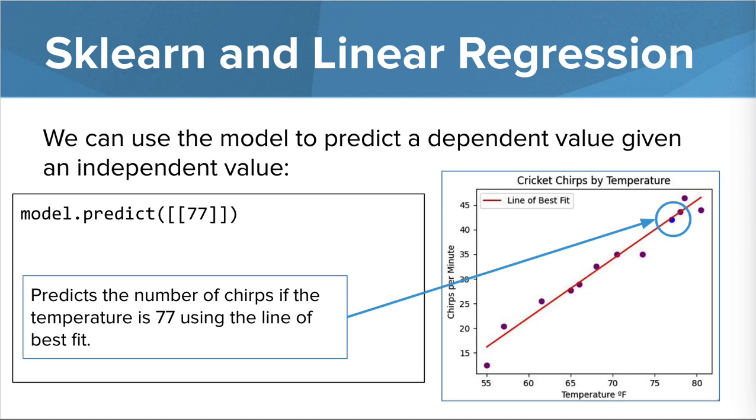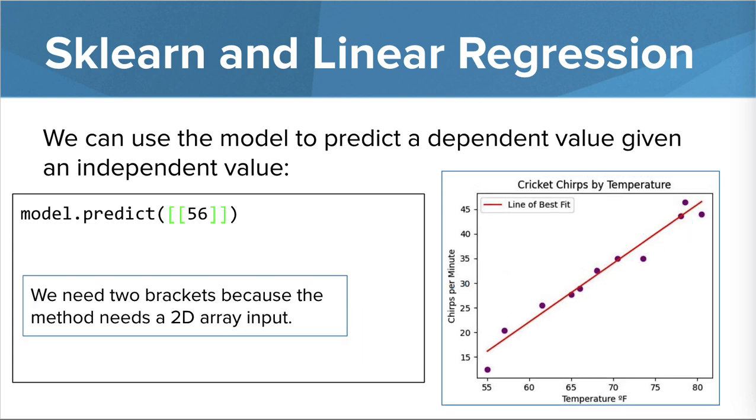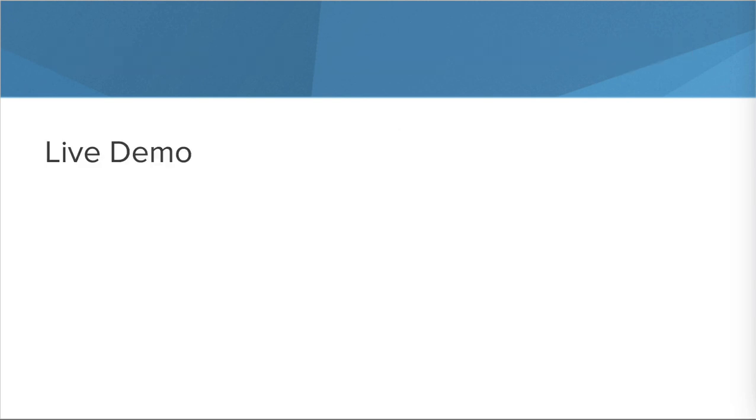We can use model.predict to predict a dependent variable for a specific independent value. Here we're predicting the number of chirps per minute when the temperature is 77 degrees. Because the prediction is based on the model, which is a linear equation, the prediction falls right on the line of best fit. One thing to note is that in order to predict a value, we need to input a 2D array value. This has to do with the fact that sometimes a model will have multiple variables instead of just an x and y value.